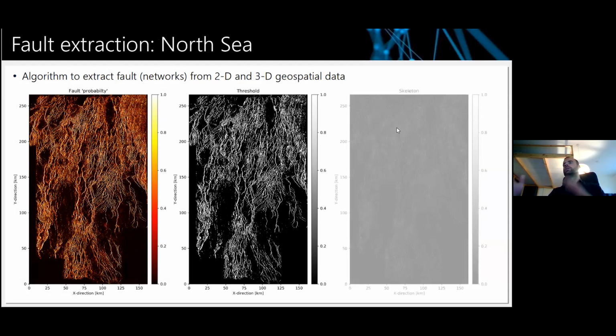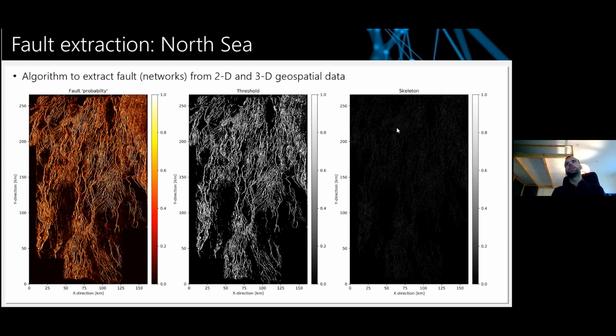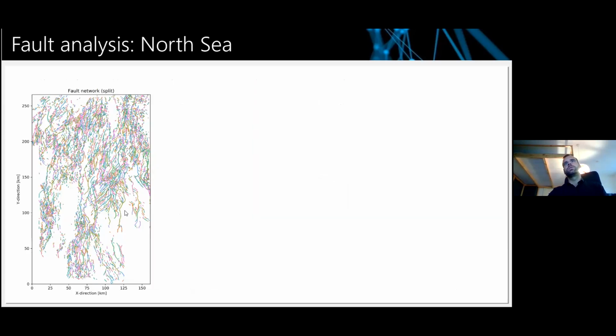We can then collapse the faults to a line, so we get a nice sharp network. And then on the next slide, you can see how the result looks once we have the faults extracted. So each line with the color corresponds to one fault with nodes connected to one another. So you can nicely see that it picks up nice coherent structures in here, and that you have a lot of complexity in these areas.